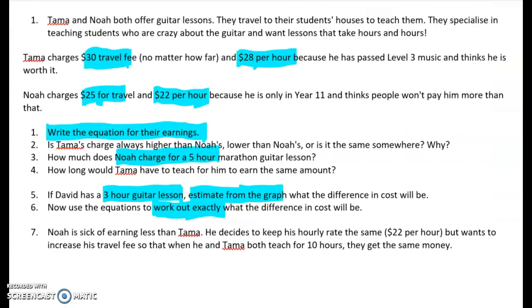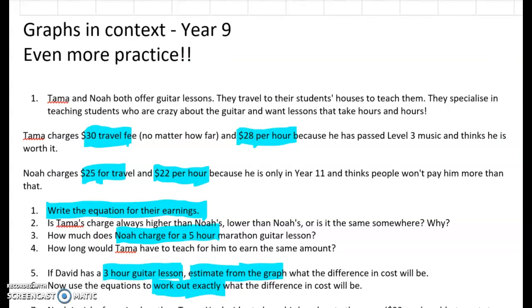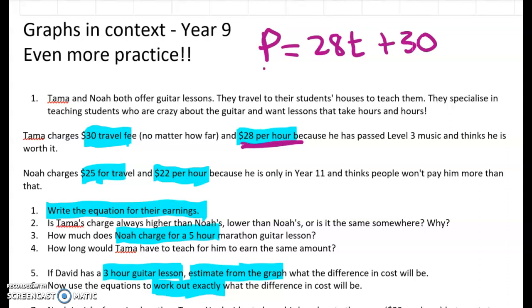Okay, so the structure of the problem was that Tama charges a $30 fee. So for Tama, his earnings, or pay, is going to be 28 per hour, so P = 28T + 30. Or you could use different letters. You could use E = 28H + 30. It really doesn't matter that much. I'm going to stick with P and T because that's what we did in the last video.